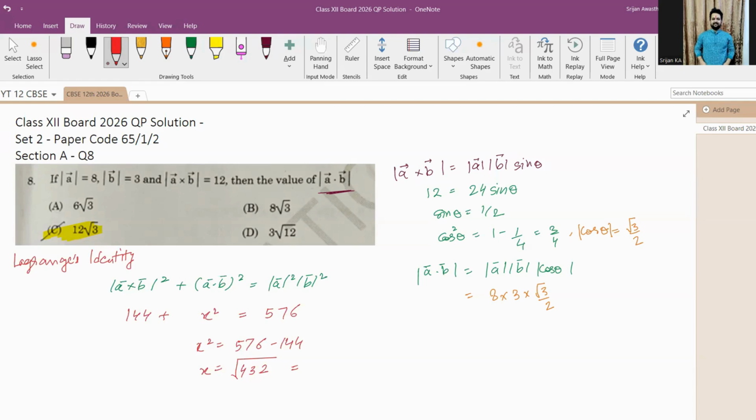I can write it also. This must be looking like 3 into 144. If you do that, you get 12 root 3. So again, option C is your correct answer.